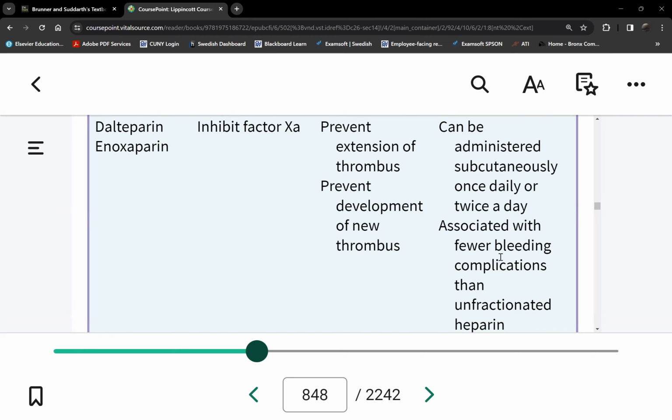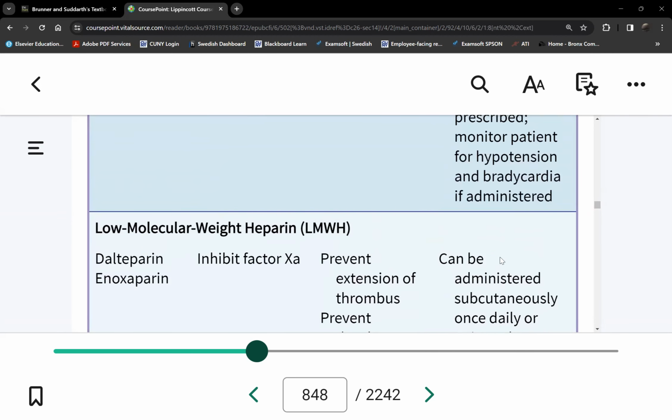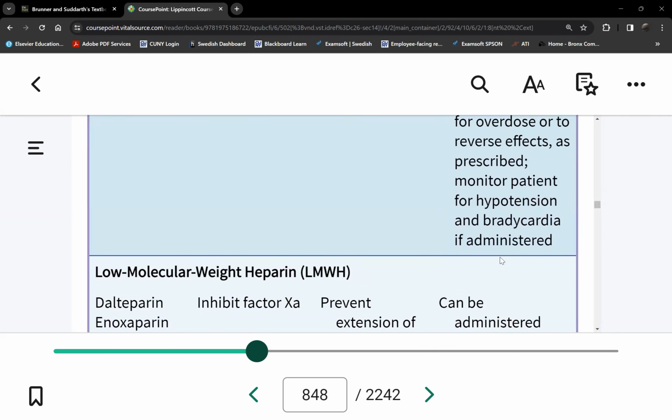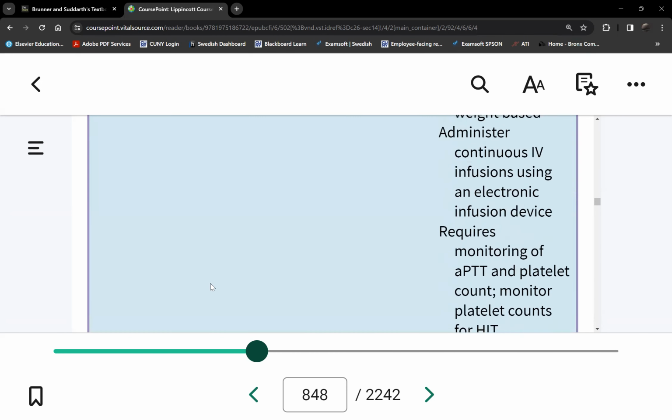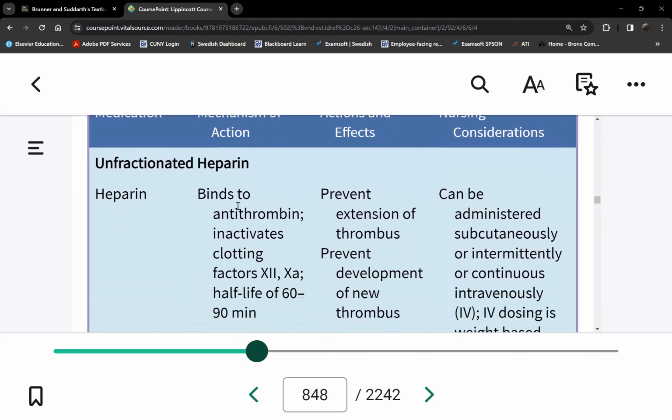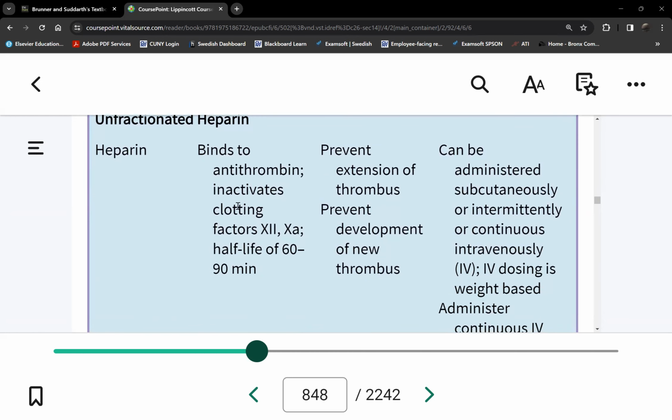So which one is better to use when we're planning to take the patient to surgery? Will you put them on low molecular weight or unfractionated heparin? Unfractionated, because 1 hour before surgery, we stop it, and then the patient can safely go to surgery without risk for bleeding. Make sense?